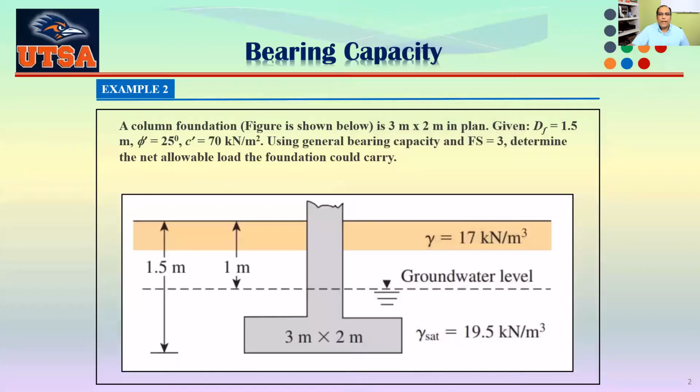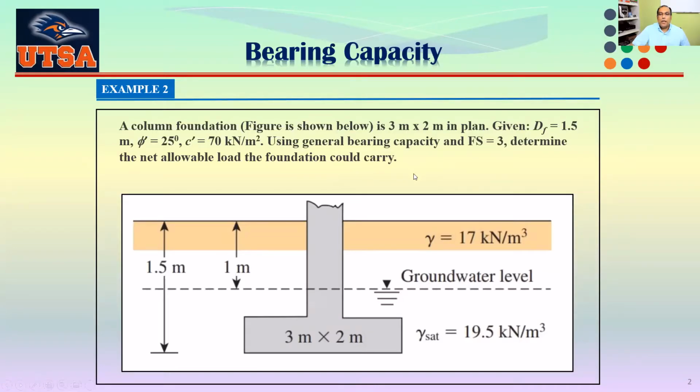Okay, now let me share my screen with you and show the first problem we are going to solve today. So this is the first problem. You can see this is a column here, which is 3 meter, 2 meter size. And the depth of foundation is 1.5. Your phi prime is 25 degrees. C prime is 70 kilonewton per meter square. A factor of safety is 3. They are asking to find out the net allowable load the foundation can carry.